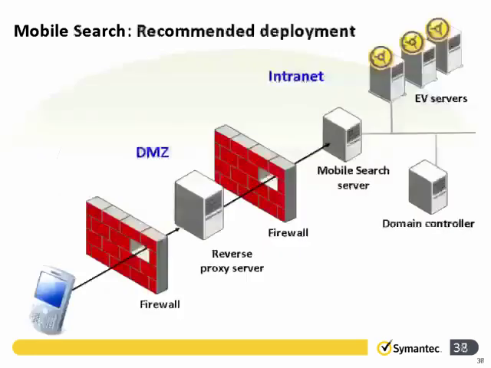The basic configuration for setting up the mobile search environment is that you will have a separate server on which you will run the mobile search server. It will be behind the firewalls that are protecting your intranet from your external network environment. We're showing you here that the mobile search will then communicate with the domain controller to provide the authentication, and with the Enterprise Vault servers to give you access to the individual archives that you have permission to see.